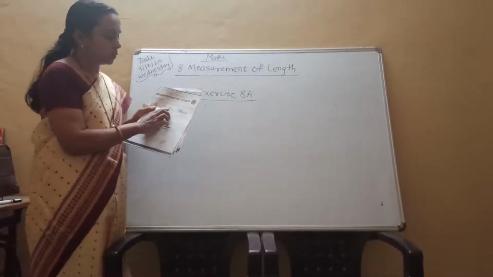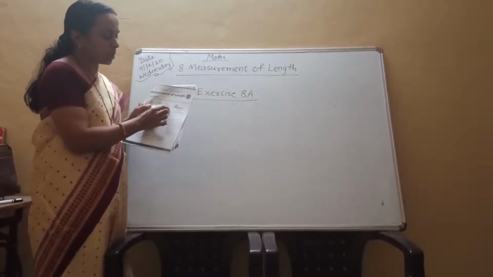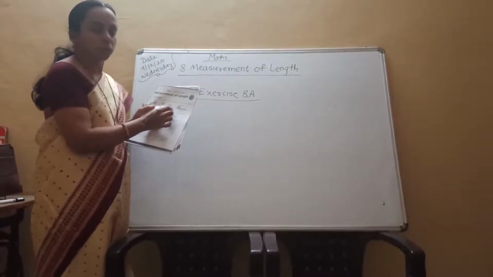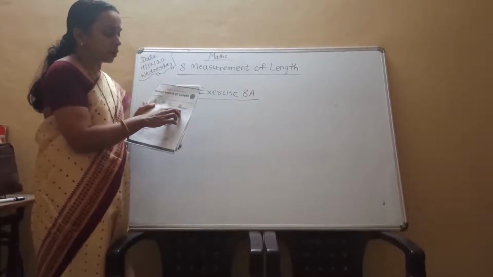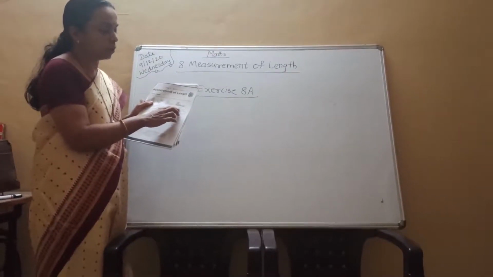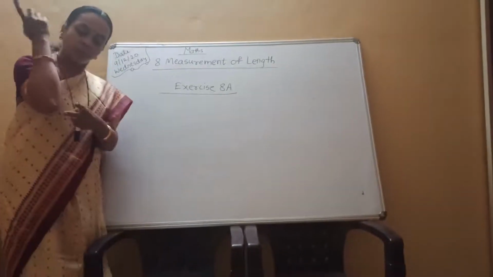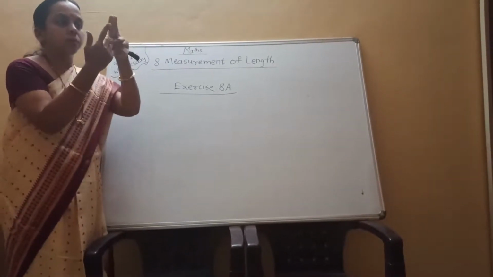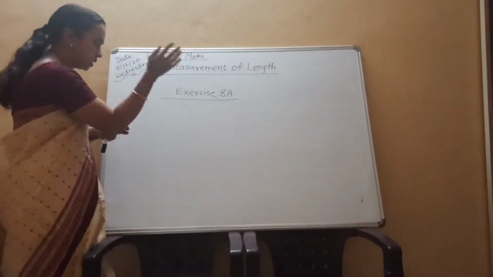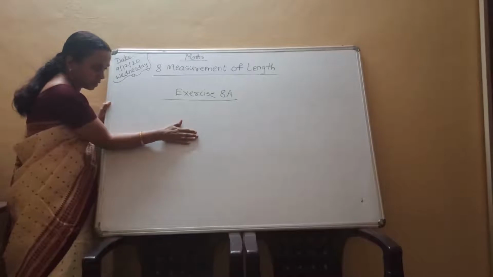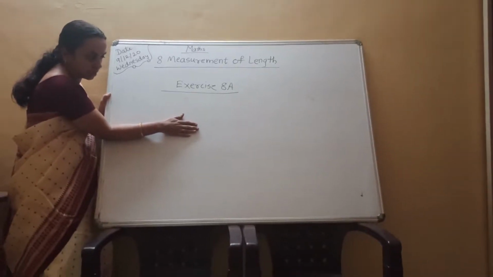Everybody has a foot, you know very well. This is also one measurement of length, 1 foot, 2 foot. Then the fourth figure is the cubit. You can see this portion from our elbow to our finger, this much portion, that is called a cubit.